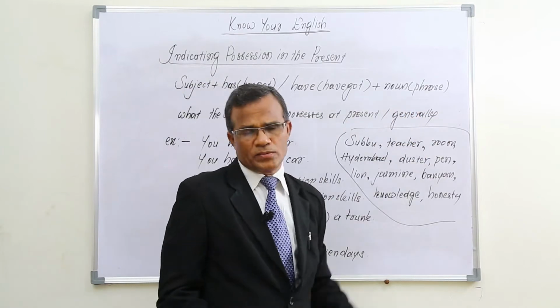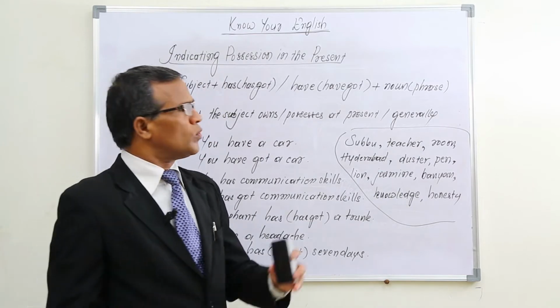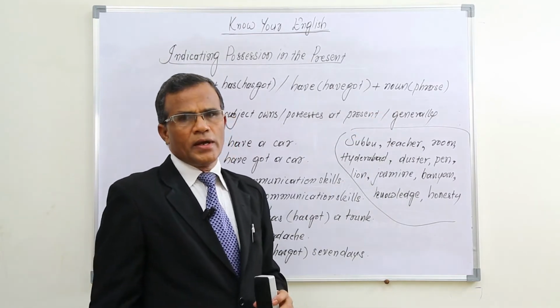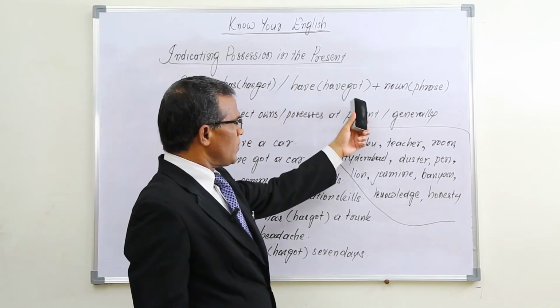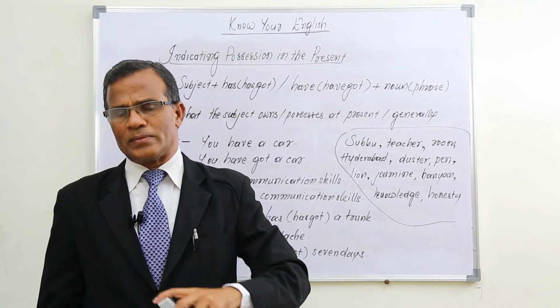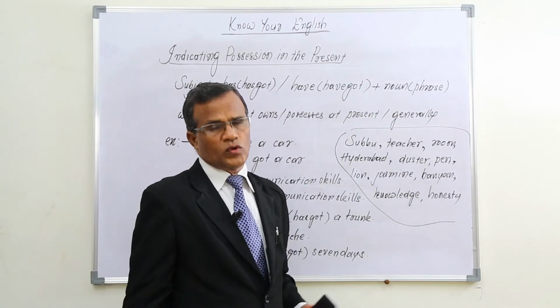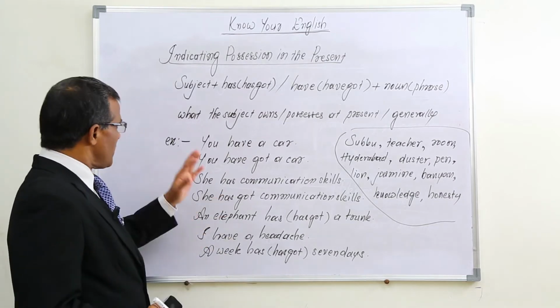A noun phrase means sometimes a group of words work as noun. And that's why after has or has got or have or have got, you may sometimes find single word noun or sometimes group of words noun phrase also. Okay, as per this one, now we are coming to examples.